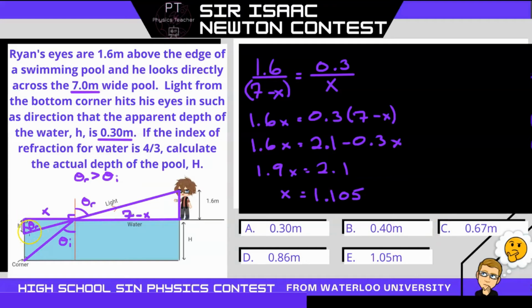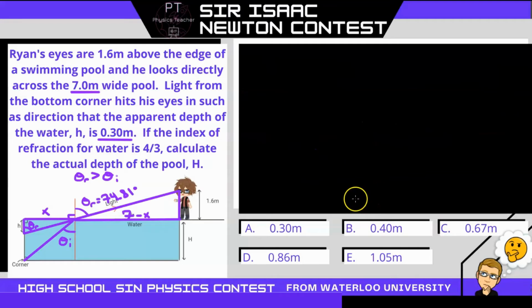Now that I know what x is, and I also know what h is, I can calculate that angle of refraction using trig ratios. Since this is a right angle triangle, I can just say the tan of the angle of refraction is opposite over adjacent, or x over h, which would be 1.105 over 0.3, and take the inverse tan of both sides to get the angle of refraction as 74.81 degrees.